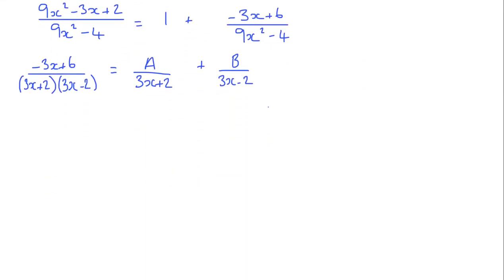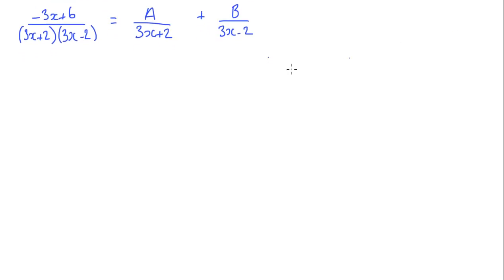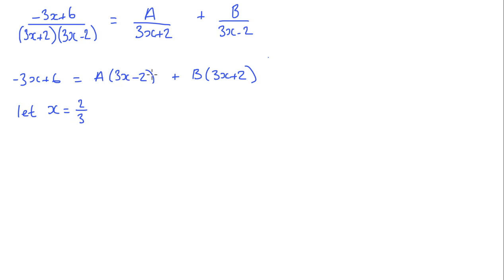So next job is to work out what those values a and b are. And to do that, we are going to do what we've done on the other examples. We're going to multiply by the denominator. The 3x plus 2's will cancel, and we'll have a being times by 3x minus 2. And for b, it'll be the other one, 3x plus 2. And then we choose sensible values for x to help us find a and b. I'm going to have to choose for this one 2 over 3. That's what will make this bracket worth 0.